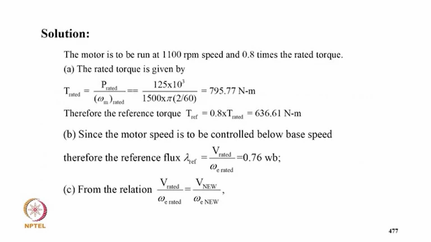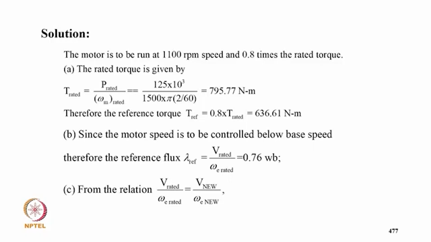Coming to the solution, the motor is to run at 1100 rpm and 0.8 times the rated torque. So the torque is calculated: T rated is P rated upon omega rated, that comes to 795.71, and T reference is 0.8 times rated, that's 636.61 Newton meter. Then the motor is controlled below base speed, therefore reference flux lambda is V rated upon E rated, 0.76 Weber.